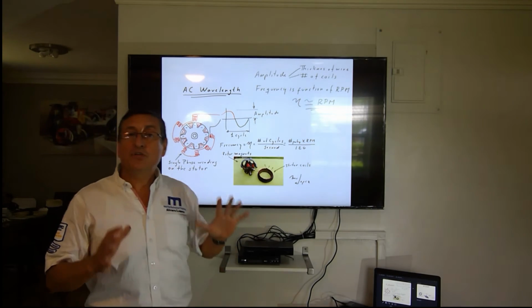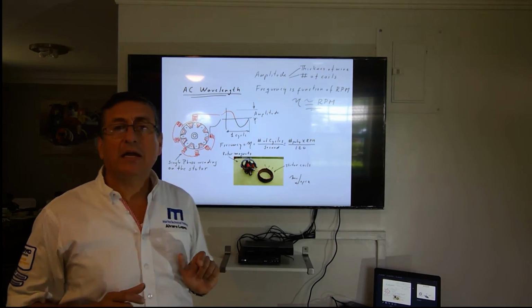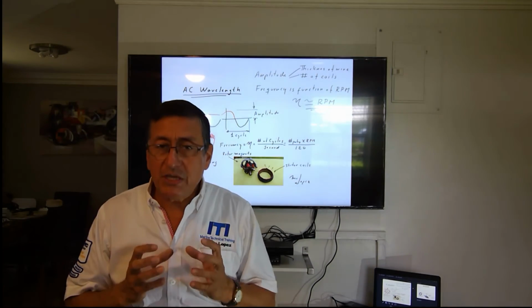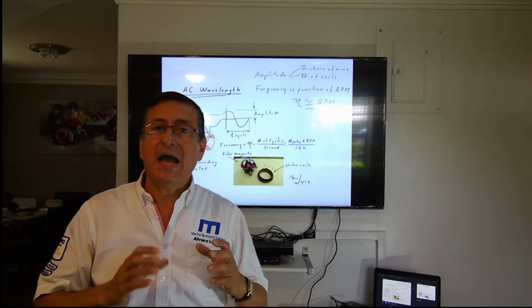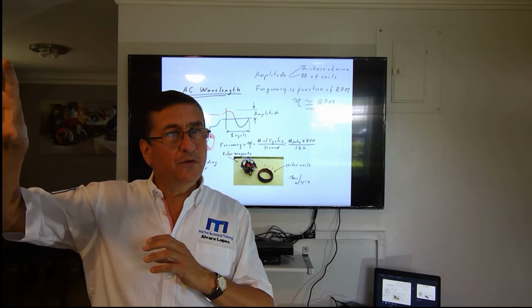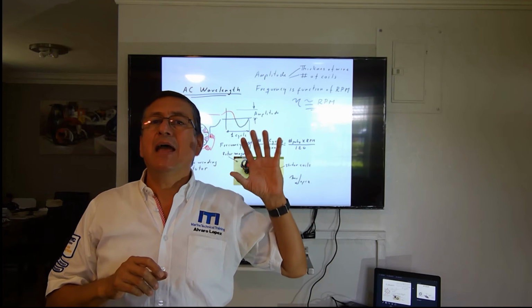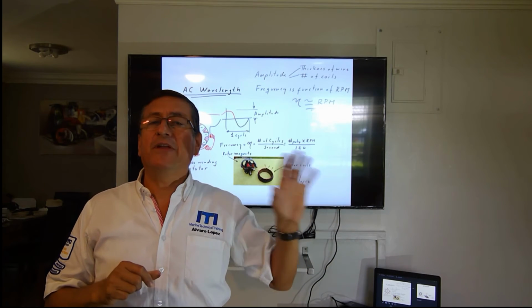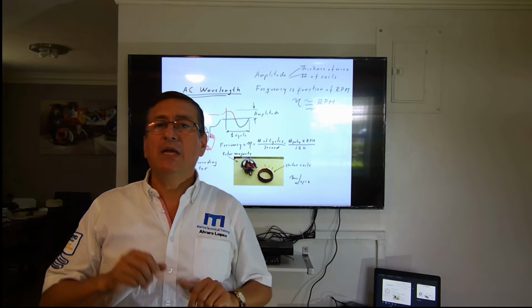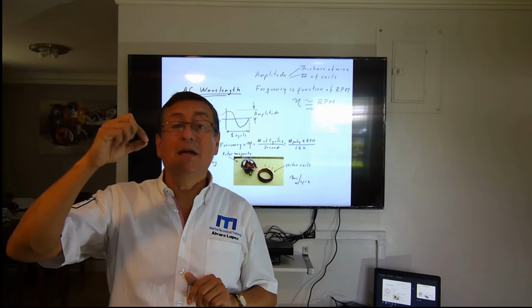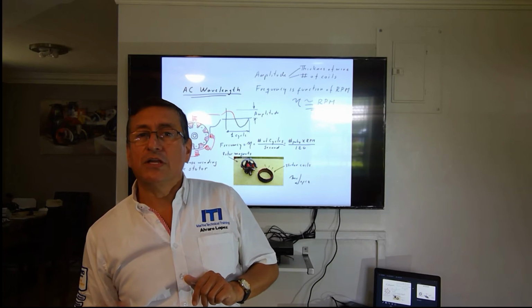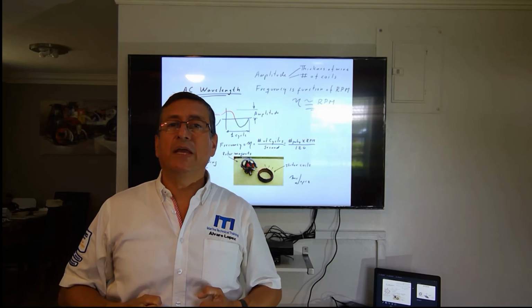This is the procedure to produce AC power, and those are the concepts that we are going to use in the future: the frequency and the amplitude. Amplitude is voltage, frequency is cycles per second. The frequency is related with the RPMs, and the amplitude is related with the thickness of the wire in the coil, the amount of turns in the coil, and the strength of the magnets.